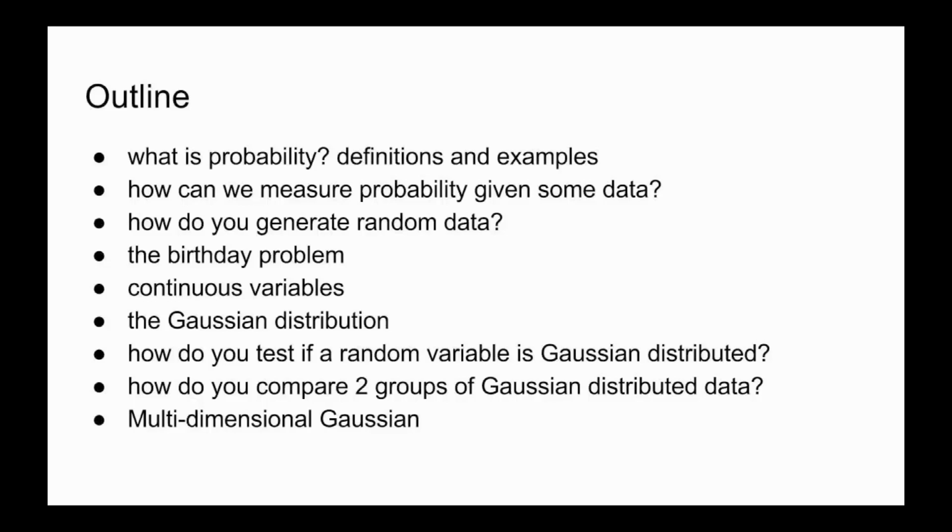In the lecture after that, we'll talk about a special continuous variable distribution called the Gaussian distribution or the normal distribution. In the next lecture, we'll talk about if you have some data that is continuous, how do you test if it is Gaussian distributed? In the lecture after that, we'll talk about if you have two different Gaussian distributed groups of data, how can you compare the two? And then in the last lecture, we'll extend the idea of the Gaussian to a multi-dimensional Gaussian.